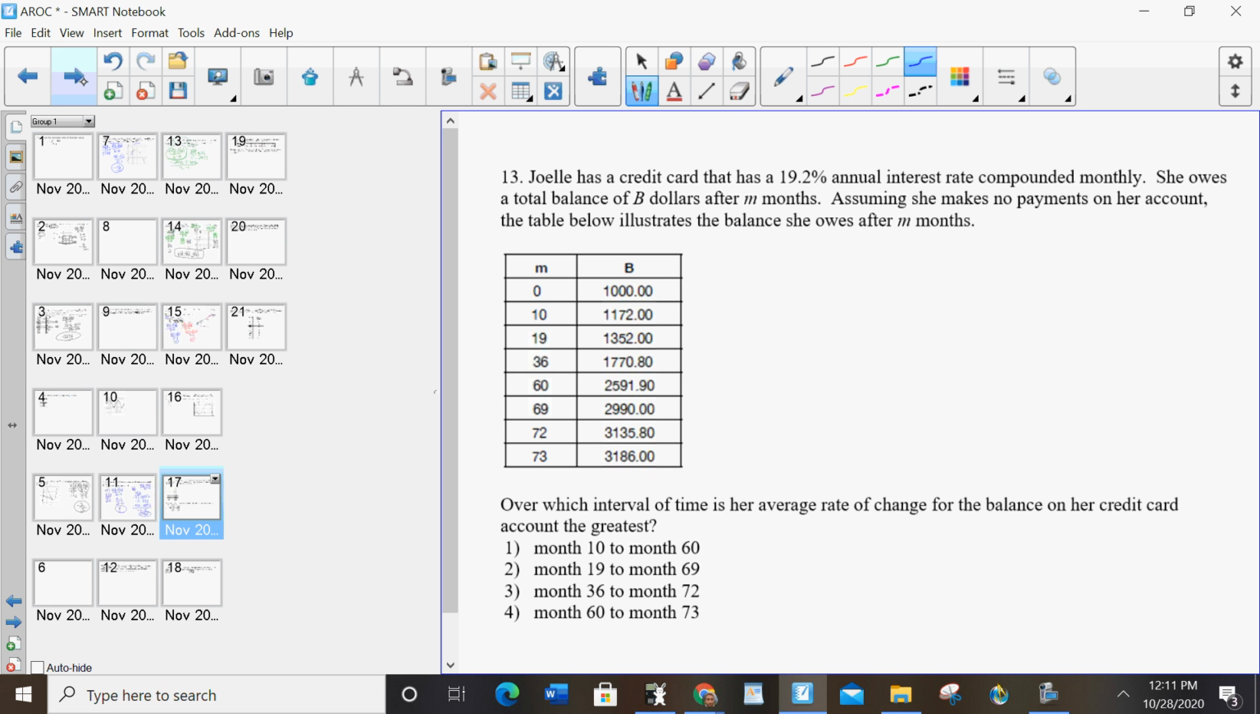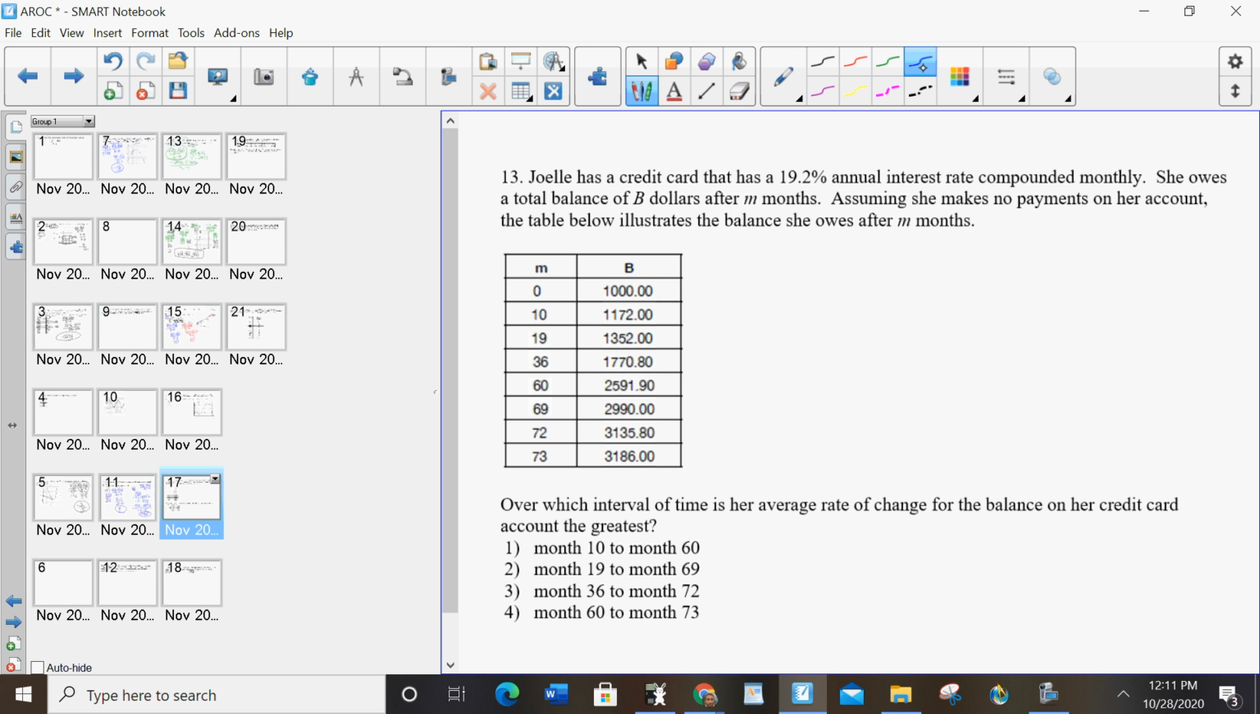It gives you a table. It says over which interval of time is your average rate of change the greatest. So you're going to have to go through all 4 choices and find the average rate of change. So let's do it. If you want to pause me and go ahead and try each choice on your own first, I would suggest that.